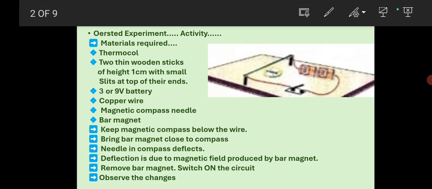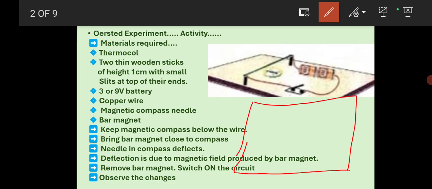What did Oersted do? He took a thermocol sheet. He took 2 wooden sticks with slits at their top. Next, he took a 9 volt or 3 volt battery, and with that, this is the straight wire. Here in the diagram you see the straight wire.